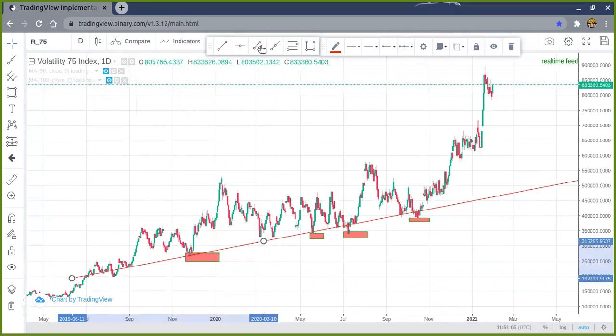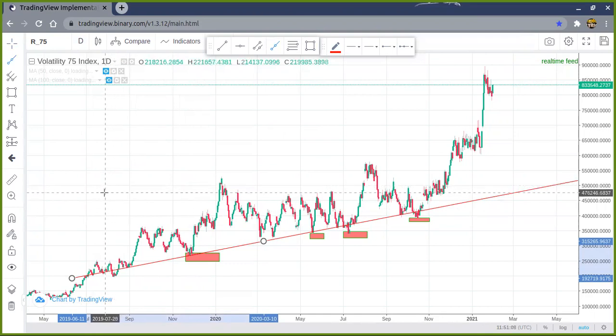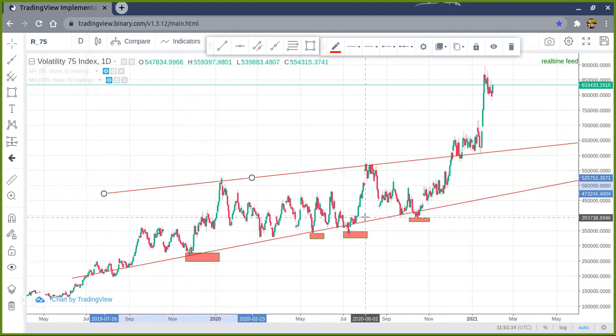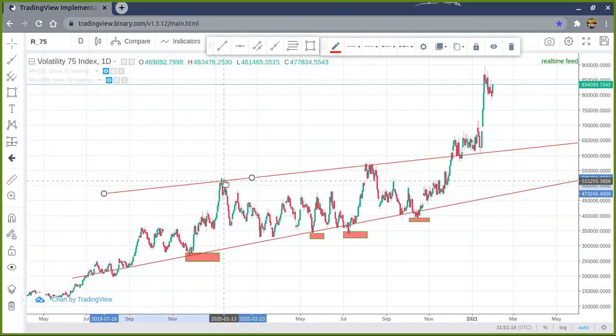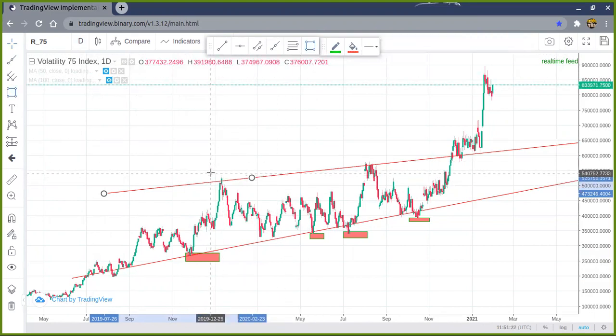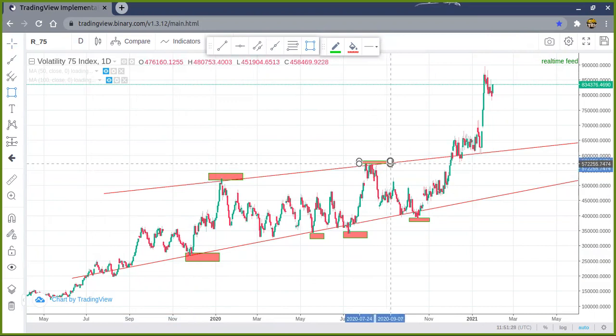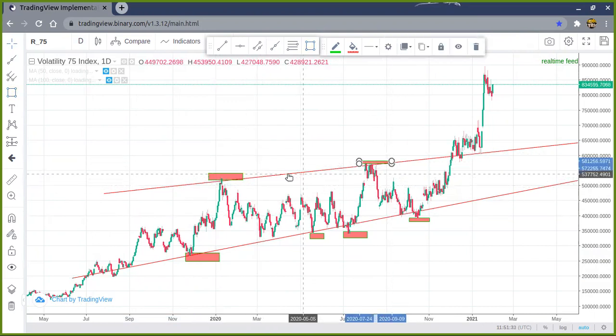Okay, so we take another trend line and then we draw it on the upside. What do we realize? A trend line is valid when it touches two zones or two turning points. So that will be our equidistant trend line.